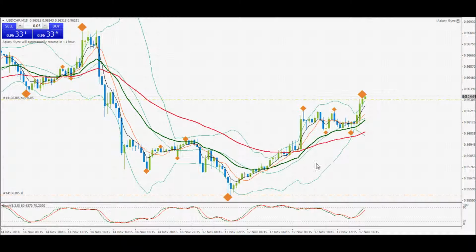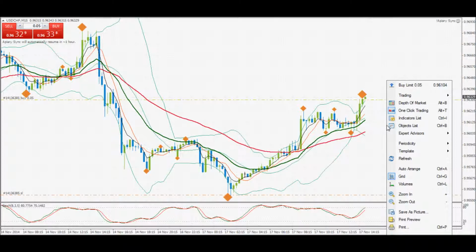So if I get a cross of this 21 EMA over this 55 EMA, like I did here, that shows me that the market direction has switched upward. So here, technically, I have an uptrend now, based on my moving average cross. Let's go to the daily chart to see what's going on there.